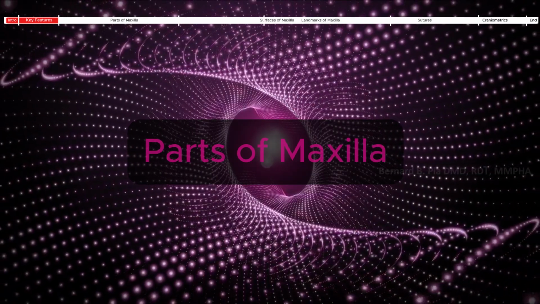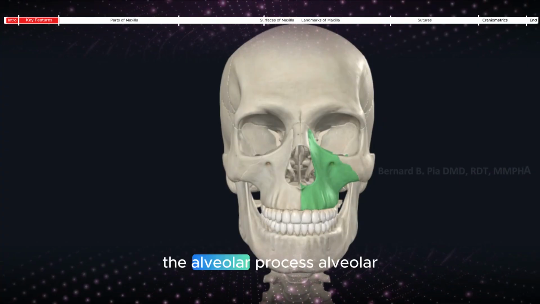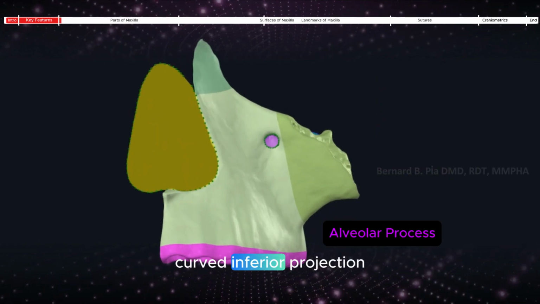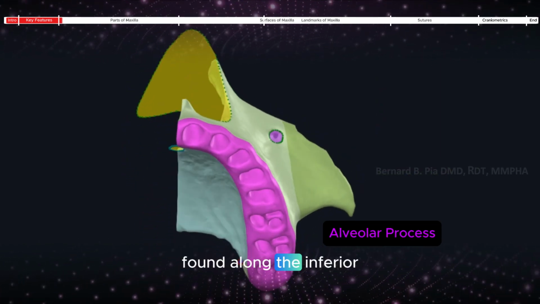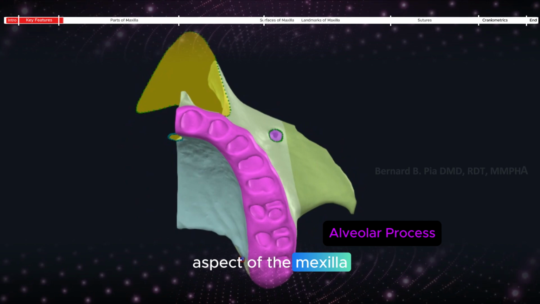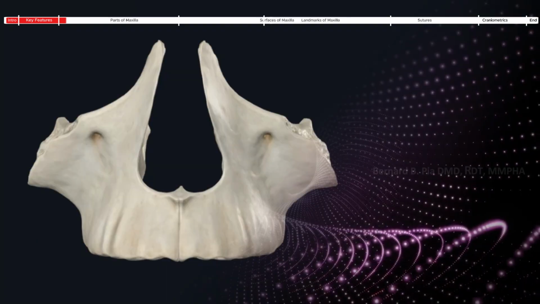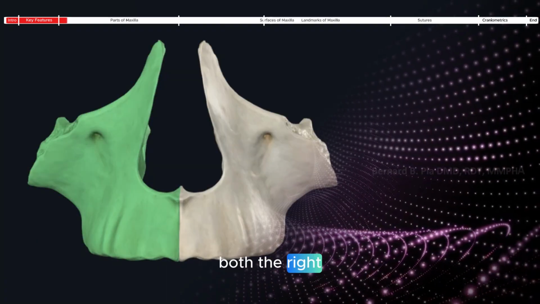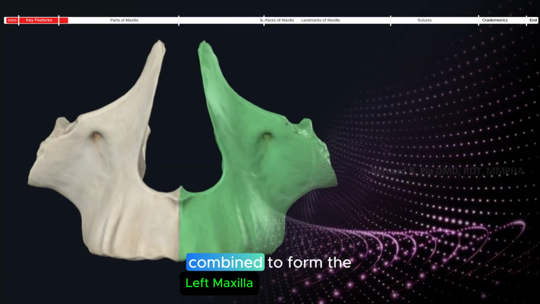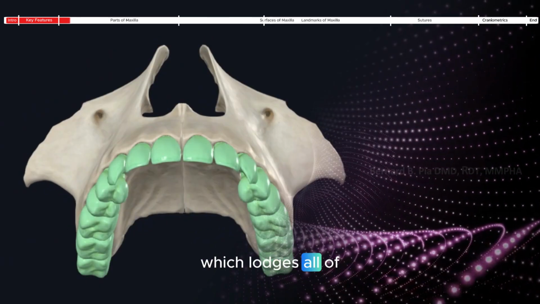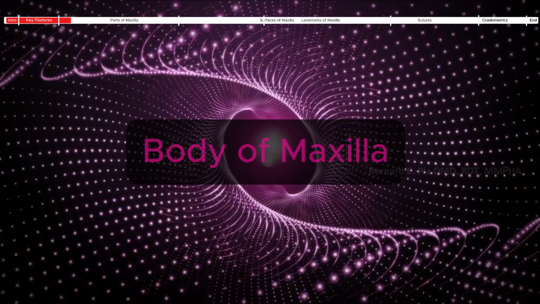Parts of the maxilla. The alveolar process, alveolar part, is the thick, curved, inferior projection found along the inferior aspect of the maxilla. It provides an origin site for the buccinator muscle. The alveolar processes of both the right and left maxillae combine to form the maxillary alveolar arch, which lodges all of the maxillary upper teeth.